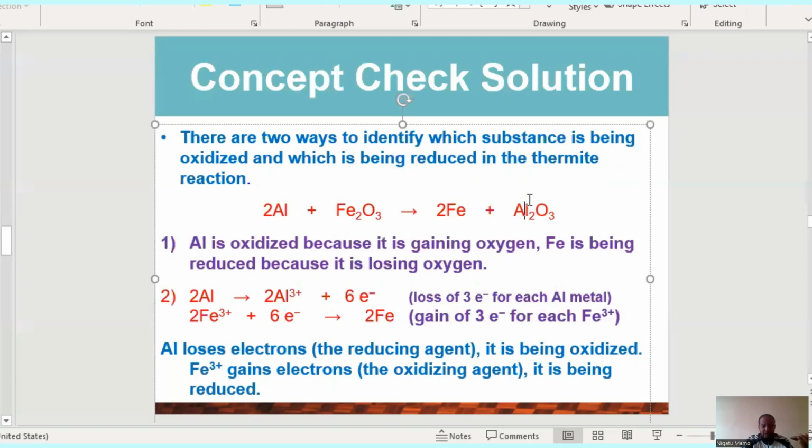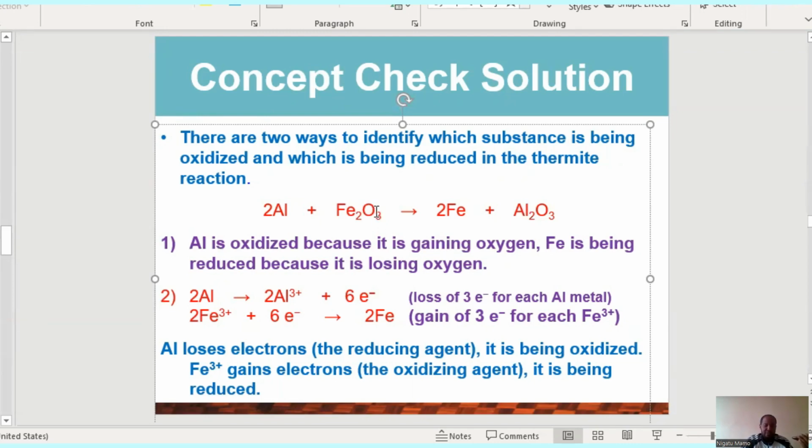This implies aluminum is oxidized because it gains oxygen. Fe is being reduced because it is losing oxygen. Okay, by the way, there are two ways of identifying which substance is oxidized and reduced. The first one: which one gains oxygen, which one loses oxygen. And the second way: which one gains electrons, which one loses electrons. Okay, in the first method, aluminum gains oxygen, iron loses oxygen.